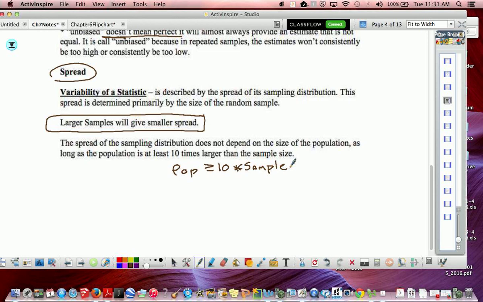But basically what it's saying is, hey, if you interview more people, your result is going to be a little more accurate. You're going to have less variability. Seems to make sense, right? All right, so let's take a look at our last example.